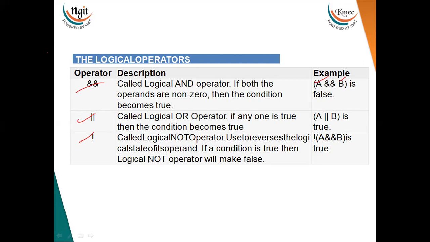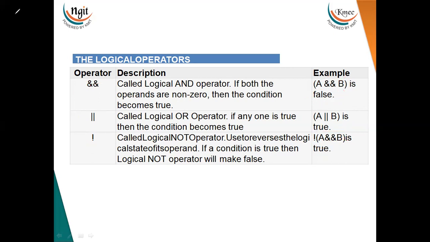Logical or, if either of the inputs is true, then the output is true. Not is the opposite of the condition. Let's say A is true and B is false. Then the opposite, or not operation, of this false is true. This is how logical operators work.